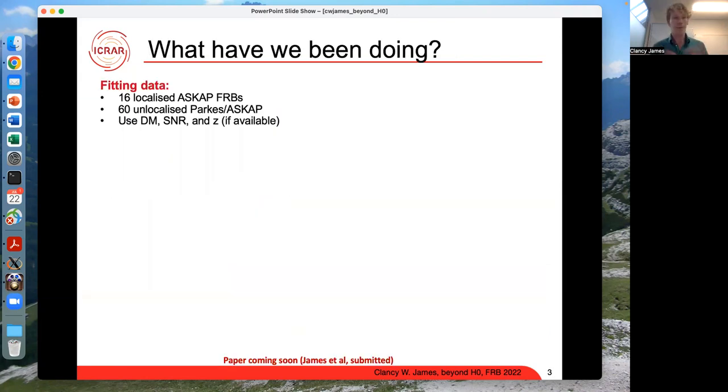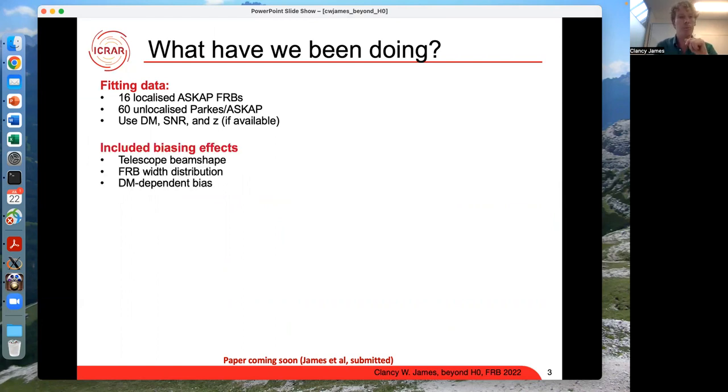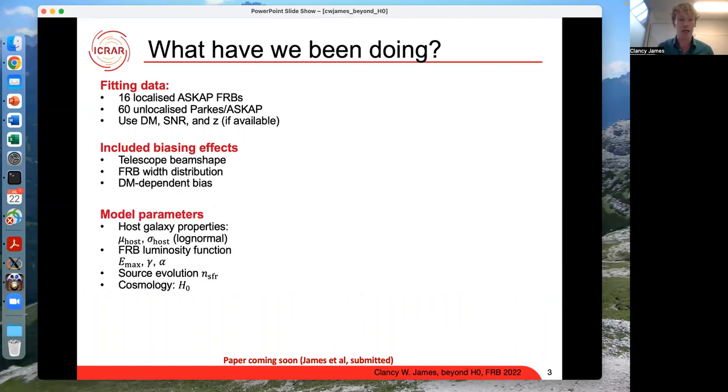But on with the thanks, what have we actually been doing with this data? The data we fit have been, importantly, 16 localized ASKAP fast radio bursts, plus 60 unlocalized bursts with Parkes and ASKAP. And we've been using the dispersion measure, signal-to-noise ratio, and redshift, if indeed it's available. Now, we have to include the biasing effects of these observations, including telescope beam shape, FRB width distribution, and the DM-dependent biases.